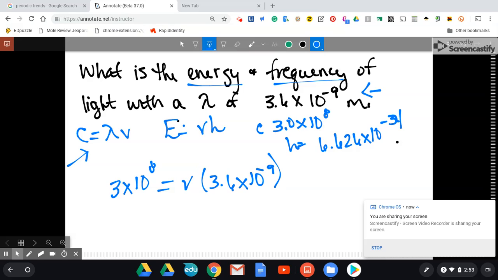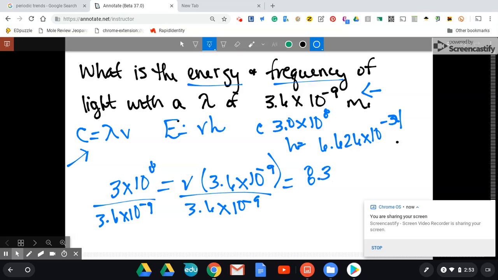So remember, when you've got something like this, you divide so that you get your variable by itself. Okay, so when we put this in the calculator, we get 3.0 times 10 to the 8th divided by 3.6 times 10 to the negative 9th. For your frequency, you're going to get 8.3 times 10 to the 16th.